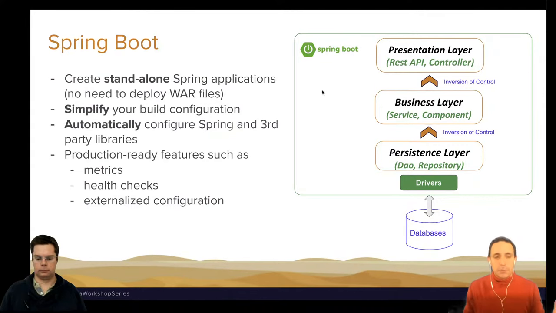This is Spring Boot with three layers: presentation layer, business layer, persistent layer, using inversion of control in between layers, okay? And Spring Boot will help you package your app as a standalone jar, which is pretty convenient and easy to deploy as a container. For instance, you don't have to deploy your app in an application server. And I told you, adding some starters, you add some metrics, health check, configuration.